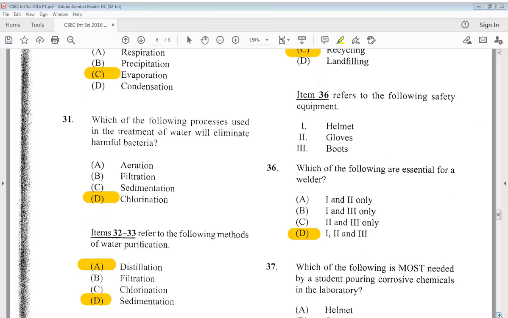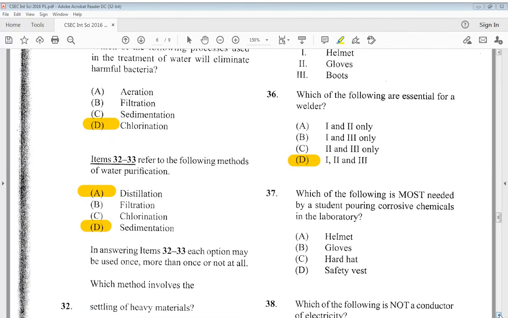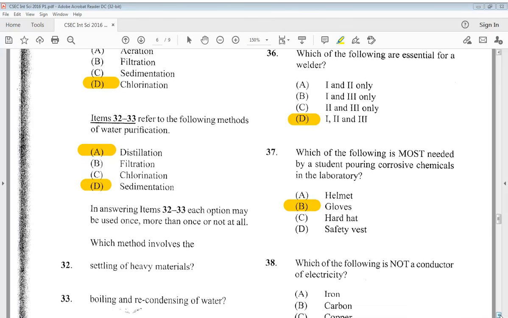Let's go. 37 says, which of the following is most needed by a student pouring corrosive chemicals in the laboratory? A. Helmet. B. Gloves. C. Hard hat. D. Safety vest. So it would be B, gloves. Pouring, dealing with liquid, using the hands. So that would be needed to protect using gloves.